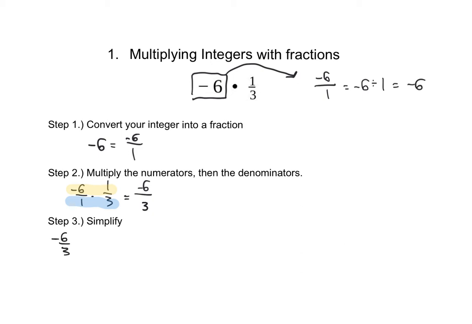So in order to simplify, we need to find out if they have any common factors. And a common factor of negative 6 and 3, one of them is 3. So what I'm going to do is divide my top and bottom by 3. And I'm going to come up with the fraction negative 6 divided by 3 is negative 2. And 3 divided by 3 is 1, which is just the number negative 2. So negative 6 times 1/3 is negative 2.